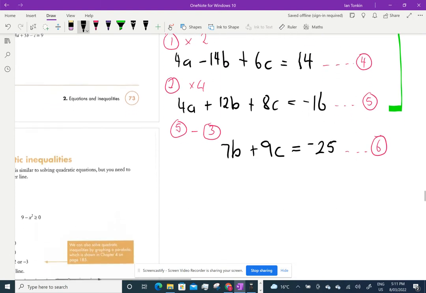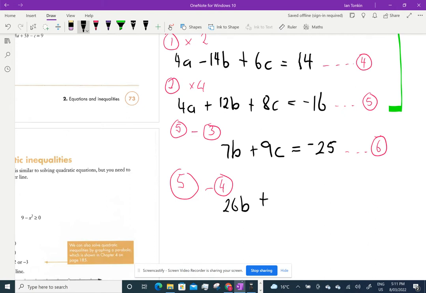Here we go. Now I'm going to do equation number 5 minus equation number 4. So 4a minus 4a goes. 12b minus -14b is plus 14b. I get 26b. 8c minus 6c is 2c. I'm going faster than my head. Minus 16 minus 14, -30. So now I've got these two equations. I'm going to call that equation 7.